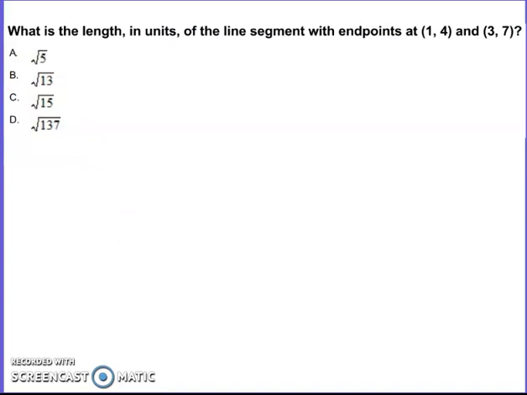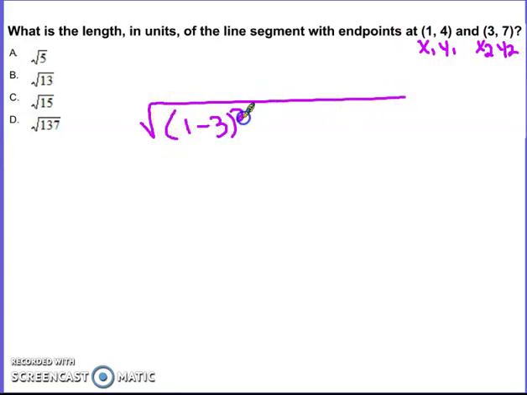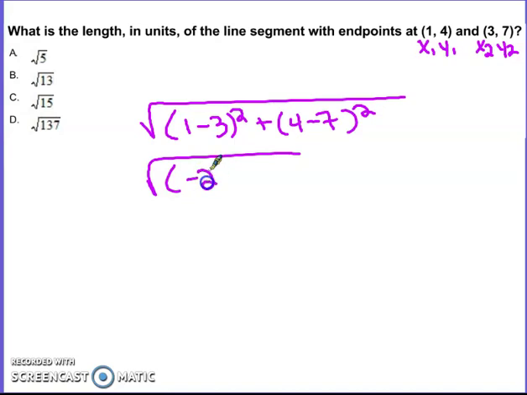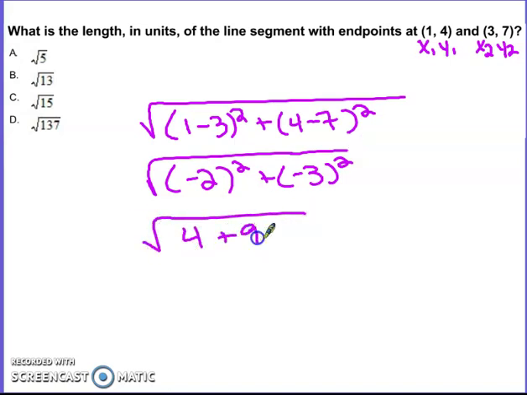What is the length in units of the line segment with endpoints (1, 4) and (3, 7)? Again, length is the same thing as distance, so I'm going to label this x1, y1, x2, and y2. From here, if I plug it in, we have (1 minus 3) squared plus (4 minus 7) squared. Again, as you subtract, make sure you keep those numbers in parentheses. If you type -2 squared into the calculator and you don't have the parentheses, it will give you an answer of -4, but distance cannot be negative. From here, you get 4 plus 9, which gives me the square root of 13.